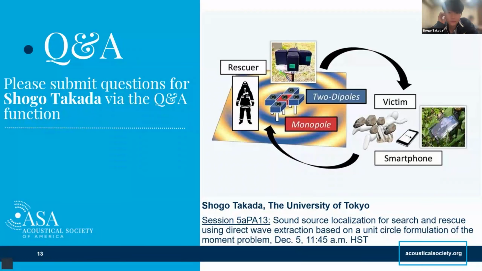Yes. Firstly, yes, we expect local Wi-Fi is used for sending the results of the azimuth angle calculated by a smartphone, and it is not the same as a radio wave. So local Wi-Fi can be used if rescuers just have a Wi-Fi router in the near place. Yeah. I got you.